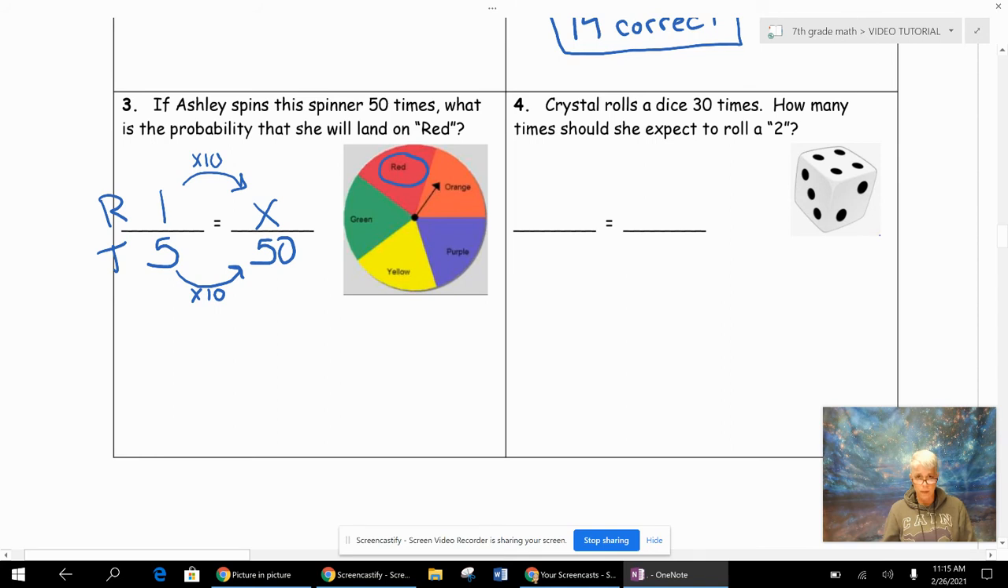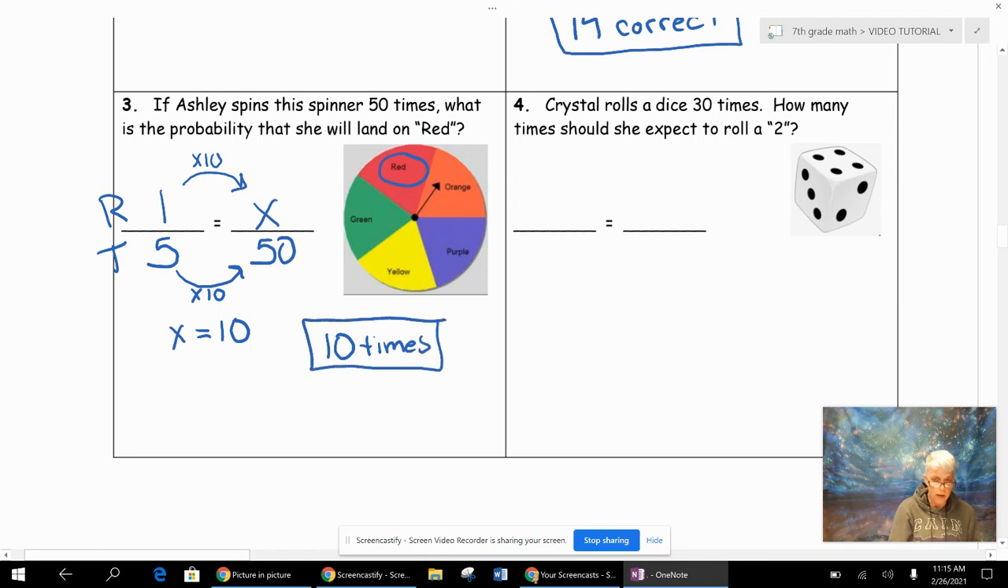That is one method to solve it. This is another method, and we did this last fall. Maybe you remember, maybe you don't. You can always do cross multiplying and dividing. I just want to give you different options. So the number of times she might land on red when she spins the spinner is 10 times. Does that mean she's actually going to do it 10 times? No. It's just we're making a prediction, the probability that it will happen. Okay, let's look at the next one.